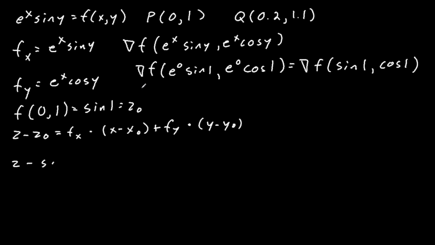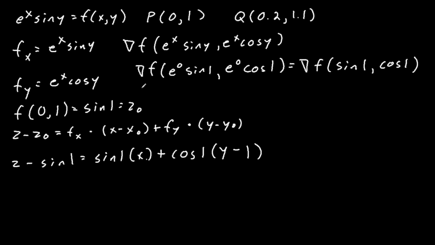If we subtract sine of 1 from z, and plug in f sub x, which is sine of 1 here, times x minus x null, which is just 0, so it's just sine of 1 times x. Actually, let me put the x in parentheses. Plus f sub y, which is just cosine of 1, times y minus y null, which is just 1. So this is our equation for our tangent plane.